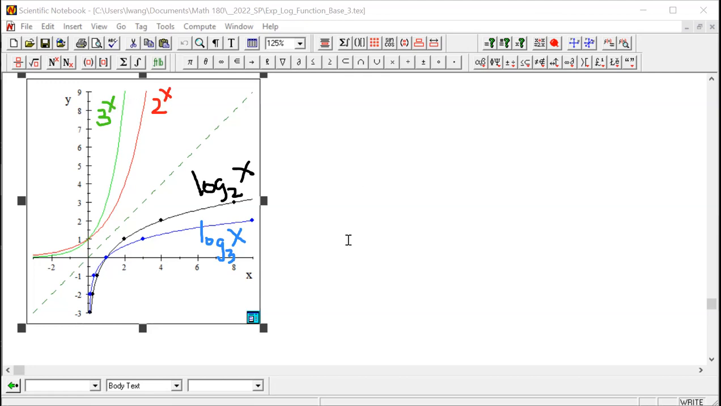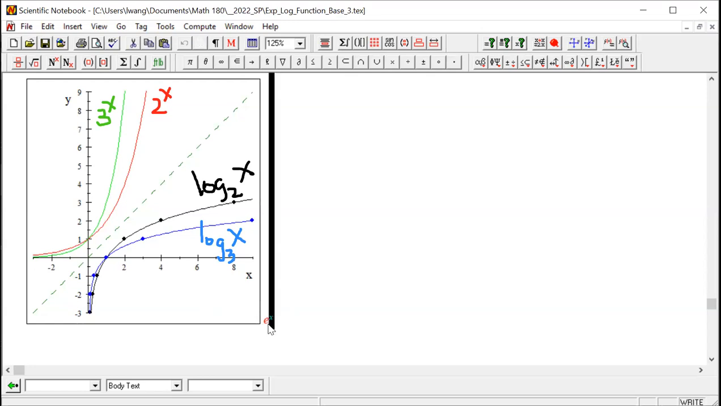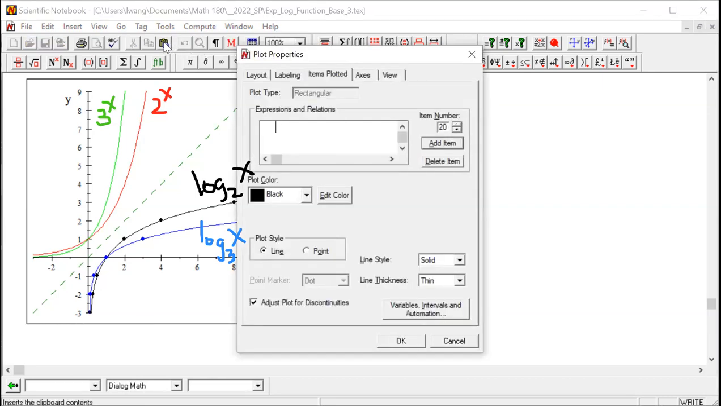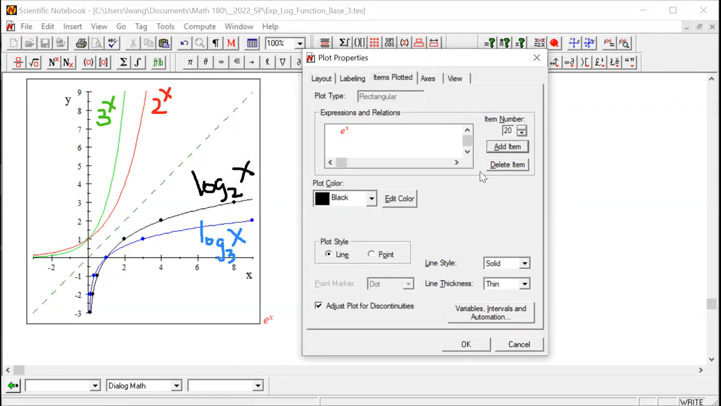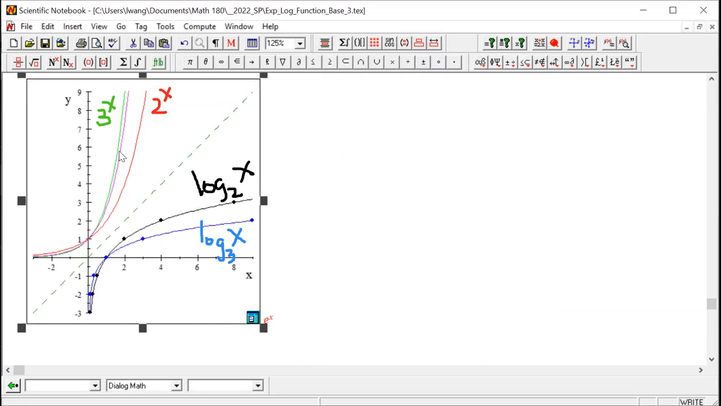Now, my next question. If I graph e to the power of x, where would it be? You may like to pause. I think you probably guessed it. That curve is going to be, let's see what color we're going to choose, a different color, purple. Have you guessed it? Boom. Between base 3 to the power x and base 2 to the power x. It's right in between.